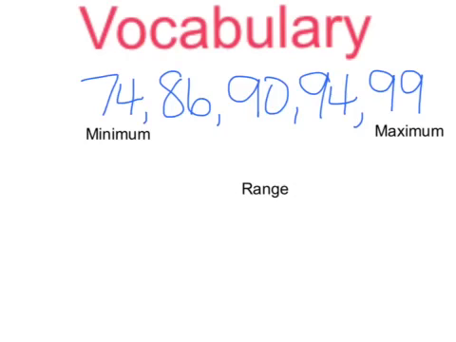The range of a set of data is the difference between the maximum and the minimum. It is used as a measure of the spread of the data. Let's find the range of this data. 99 is the maximum, 74 is the minimum, so 99 minus 74 is 25. The range of this set of data is 25.